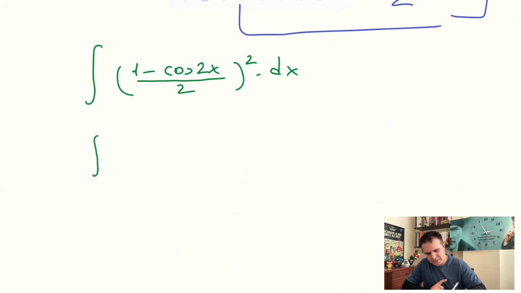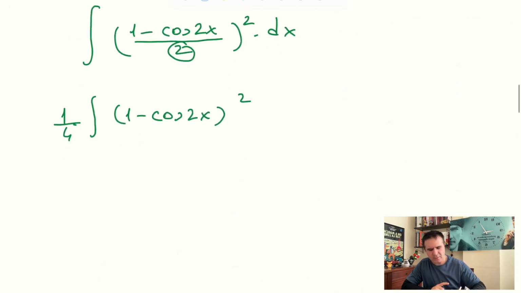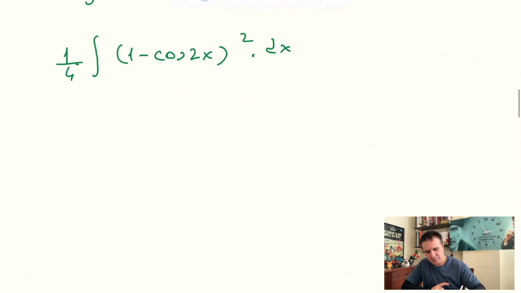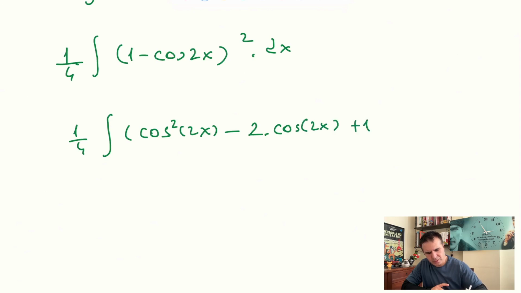Now we will take this to the outside: (1 minus cosine 2x) square over 4. This will be written as 1 over 4 times the integral of cosine square of 2x minus 2 times cosine 2x plus 1 dx.